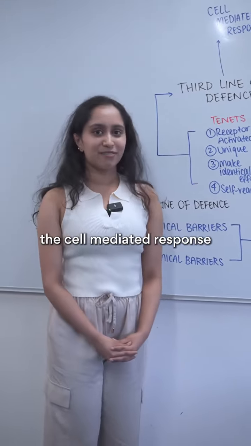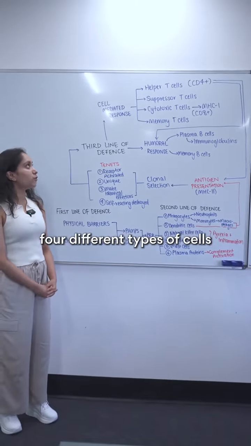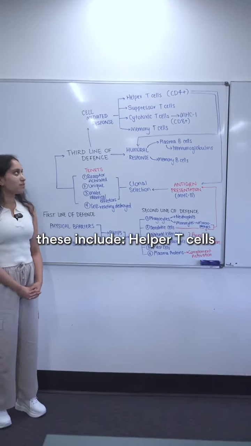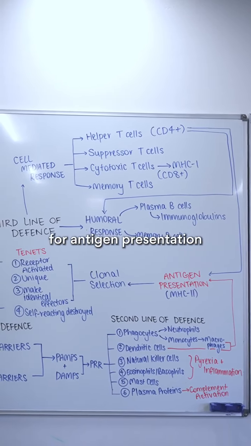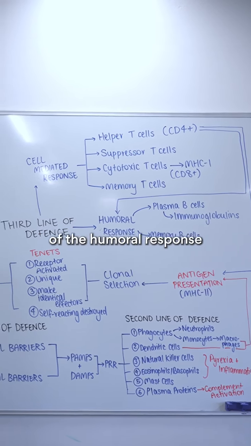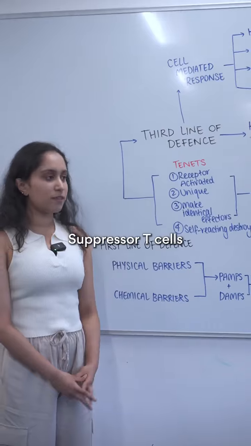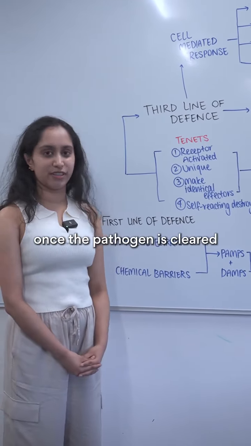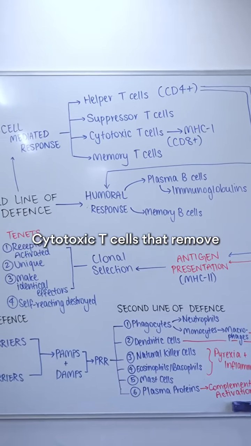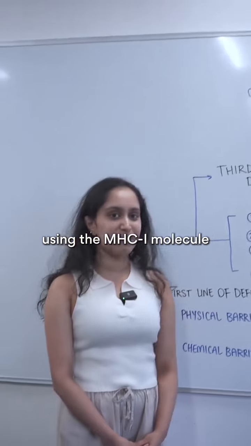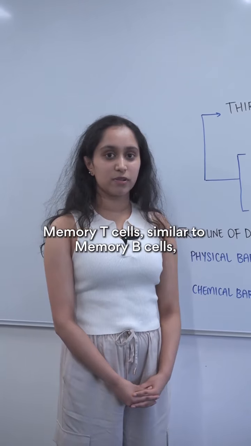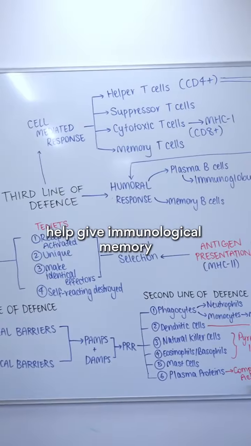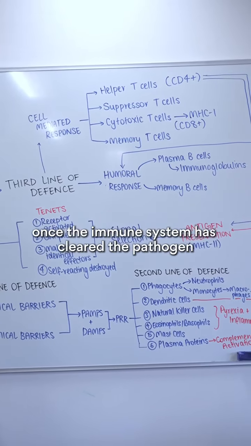The cell-mediated response is going to consist of 4 different types of cells. These include helper T cells, also called CD4 plus T cells, that are going to be important for antigen presentation as well as the activation of the humoral response, suppressor T cells that remove all excess cells once the pathogen is cleared, cytotoxic T cells that remove intracellular pathogens using the MHC class I molecule. These cells are also called CD8 plus cells. And memory T cells, similar to memory B cells, help give immunological memory once the immune system has cleared the pathogen.